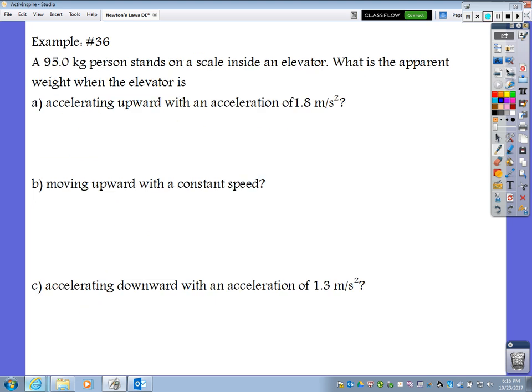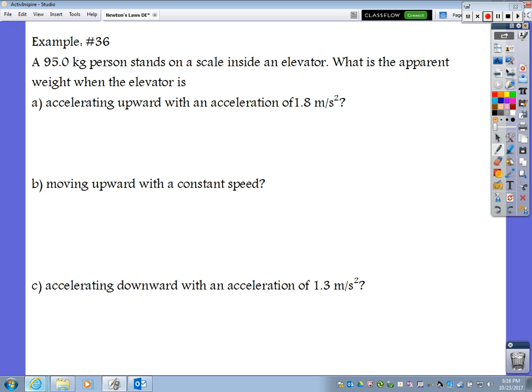Let's look at the next one. A 95 kilogram person stands on a scale inside an elevator. What is the apparent weight when the elevator is accelerating upward with an acceleration of 1.8 meters per second squared, moving upward with a constant speed, and accelerating downward with a constant acceleration of 1.3 meters per second squared? Okay.